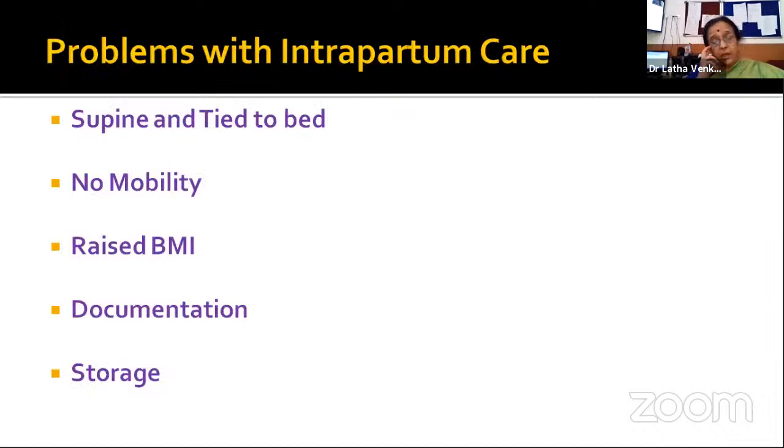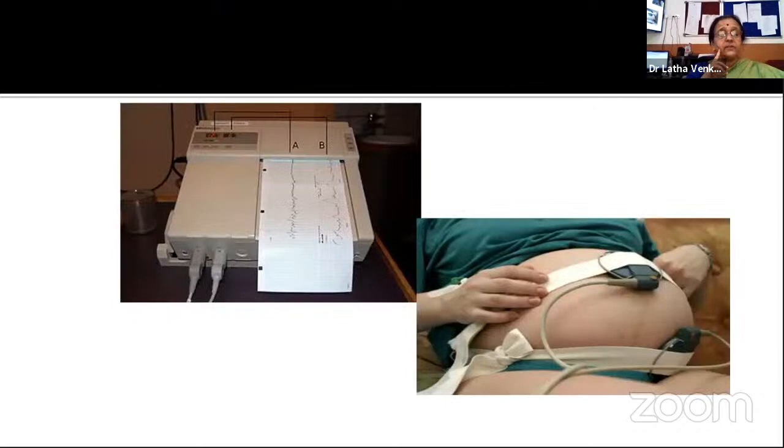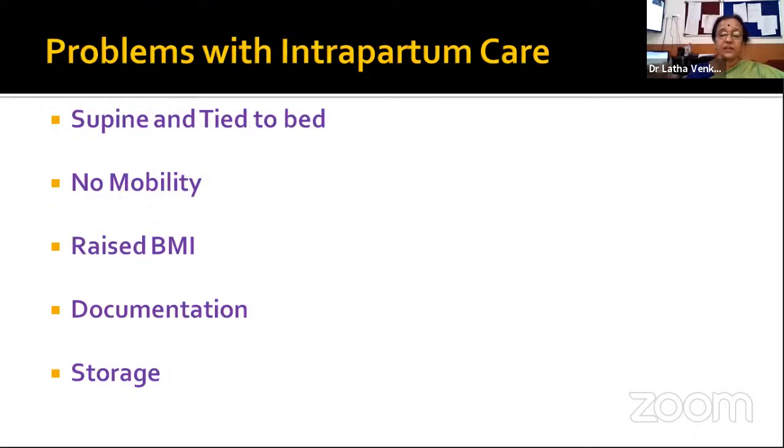Well, what about the lady if she is supine and tied to bed? How long can she go through labor? It leads to the woman's distress and the obstetrician's distress, and she invariably ends up having a section. So many, many times they end up having a section if they are unable to be monitored, especially high-risk women. We all have experienced that if we are not happy about the monitoring, we would rather get the baby out, isn't it?